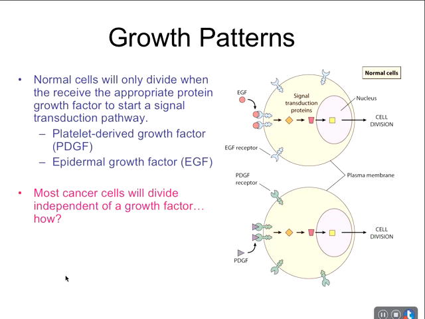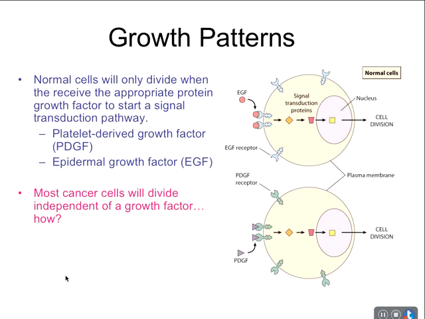The next one I want to address here are growth patterns. Growth patterns relating especially to cell division, which is dramatically different between normal cells and cancer cells. This is really abnormalities in signaling systems. So how does the signal system differ between a normal cell and a cancer cell?